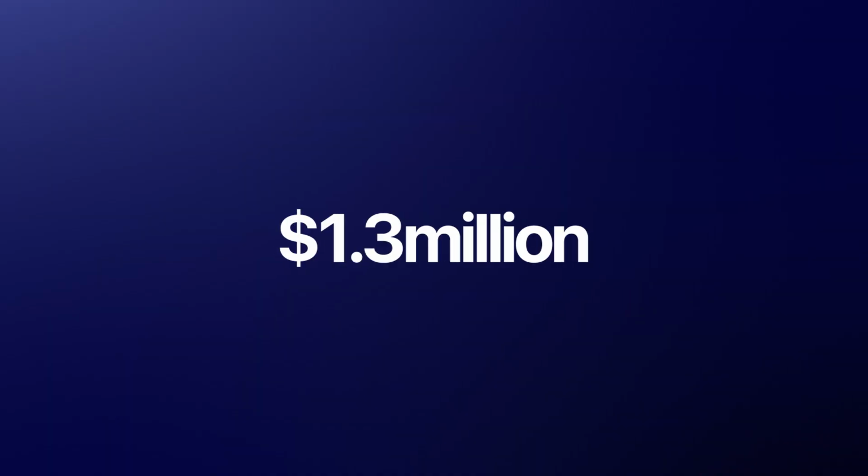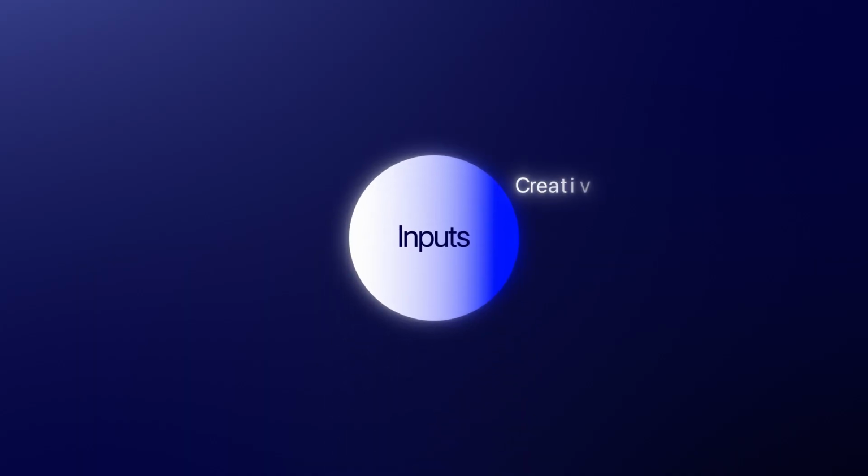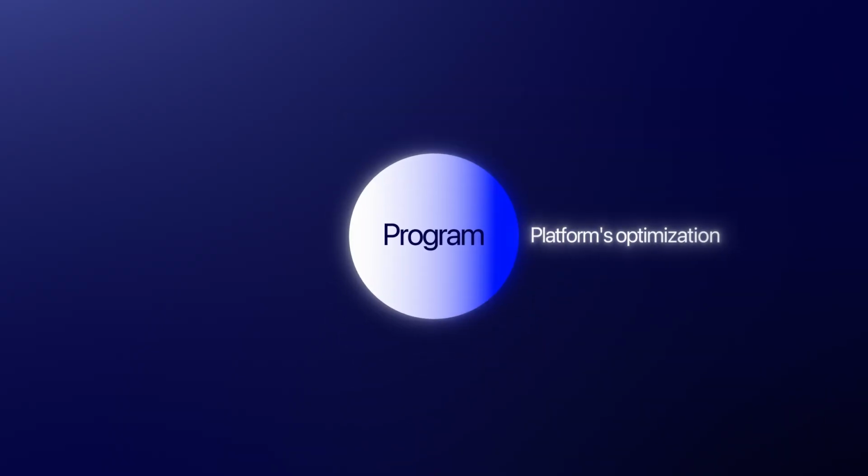I manage $1.6 million a month in ad spend for tech startups, and as a paid ads guy who has been building apps for the last year, I feel qualified to share exactly how paid ads works from an engineering perspective. Because at its core, it's an engineering problem. You have your inputs, which would be your creative, your budget, your landing page, your conversion tracking. You have the program, your ad platform's optimization running on top of your account, and you have your output, which is usually revenue. The entire job is to maximize that output for every dollar of input.